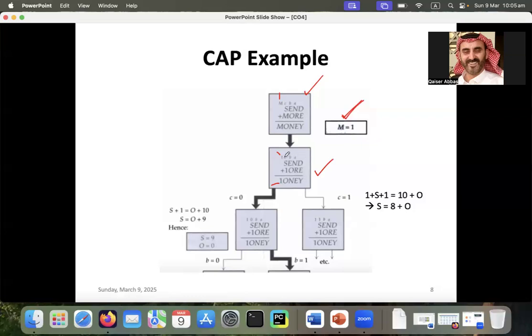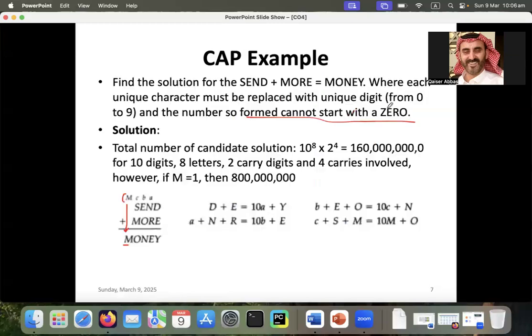After that, you have to think about these carries. First, you concluded the value for M. Now think for the C, then for the B, and then for the A. When you keep thinking like that, it is quite possible that you will get a value for some digits. Like here, M is equal to 1, which we found from the given information.